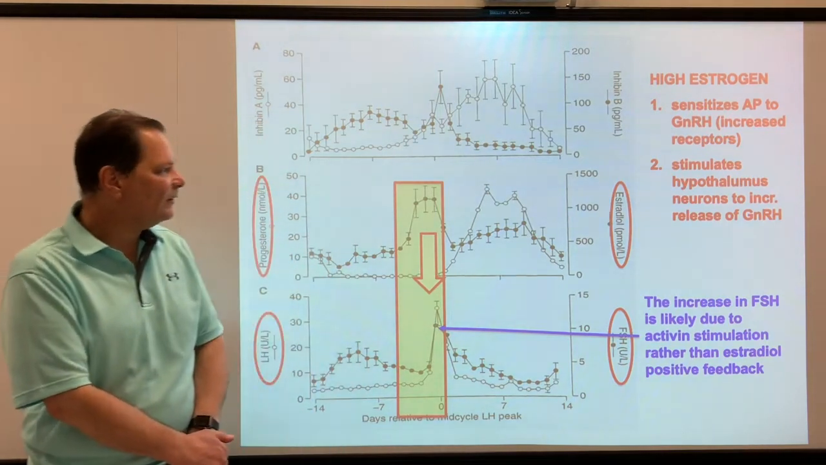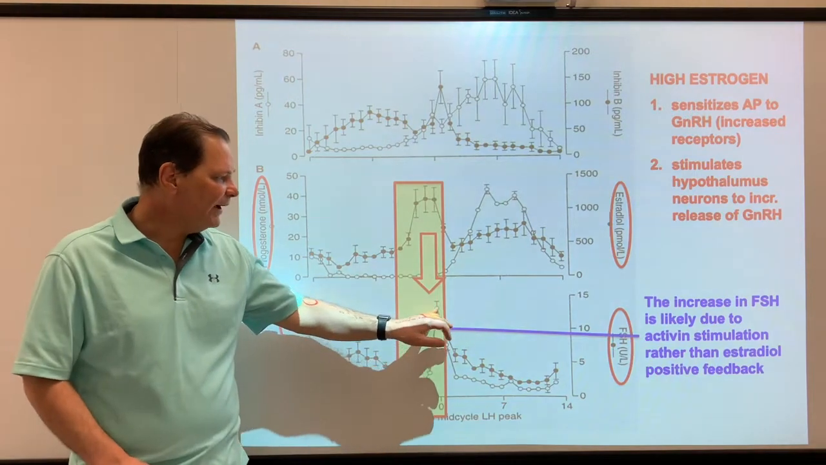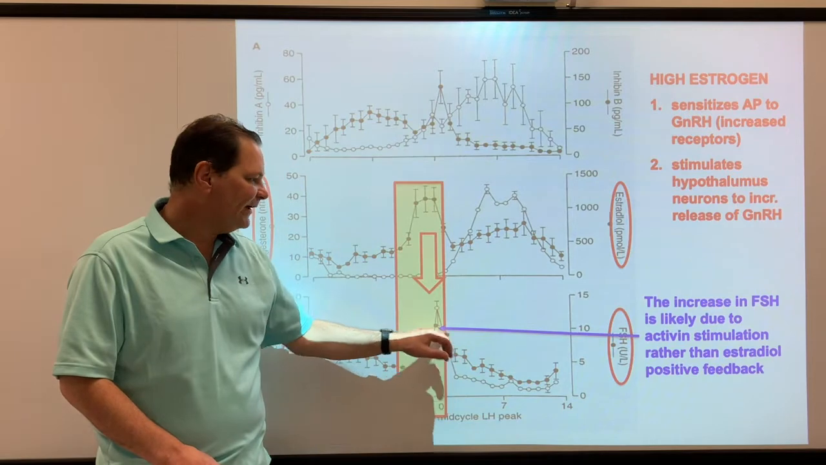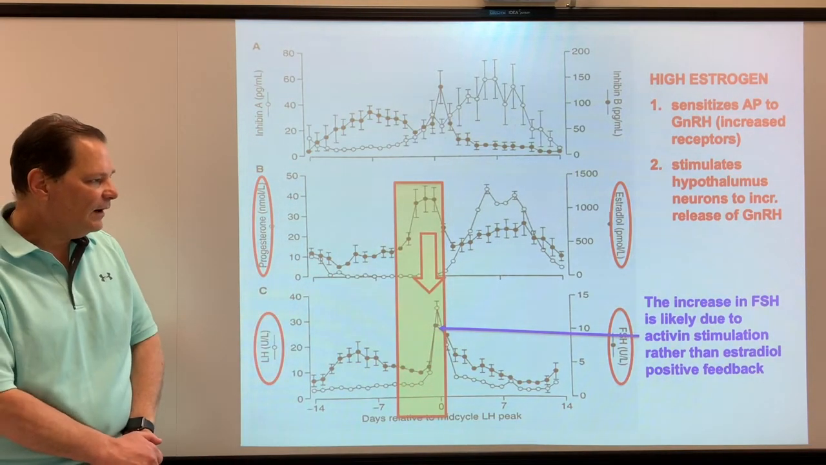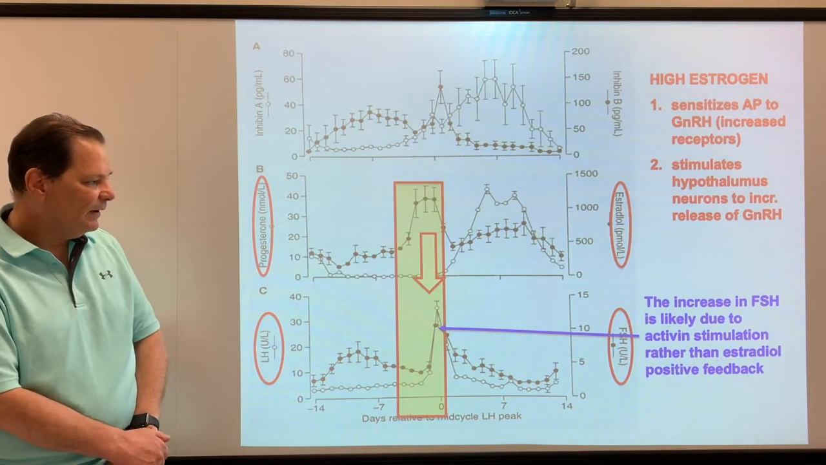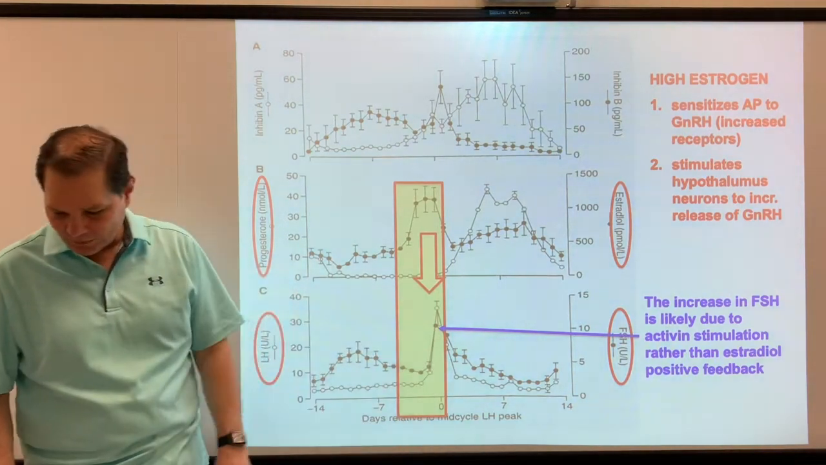We talked about that earlier. That results in the high release of LH, and you get this LH surge here. You also get this FSH surge. It is probably mostly due to activin rather than the positive feedback mechanism associated with estradiol. Okay, but you do get this increase in FSH as well.